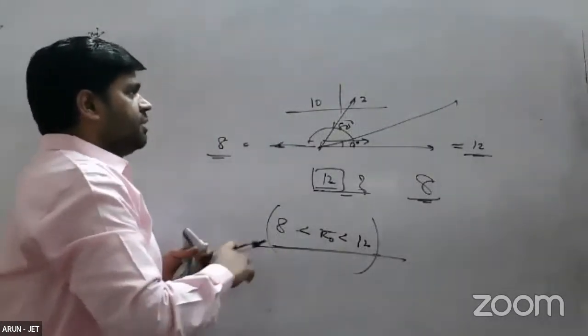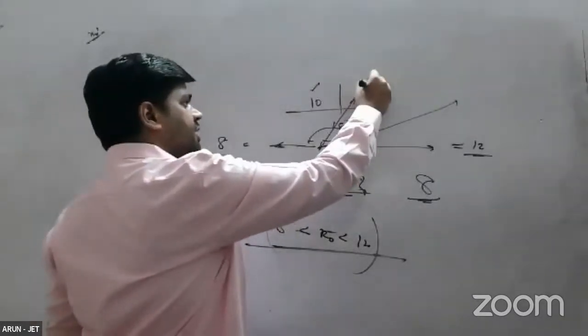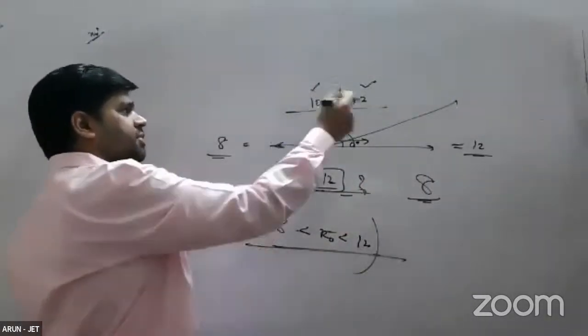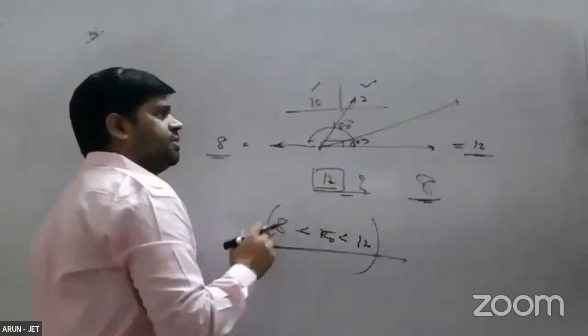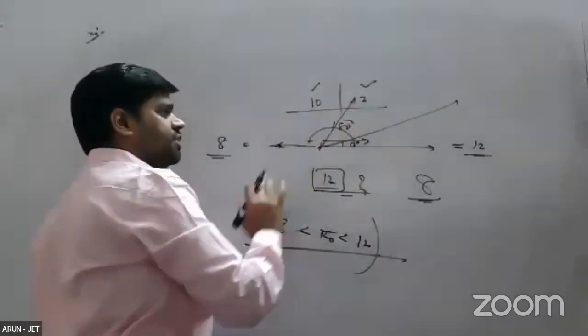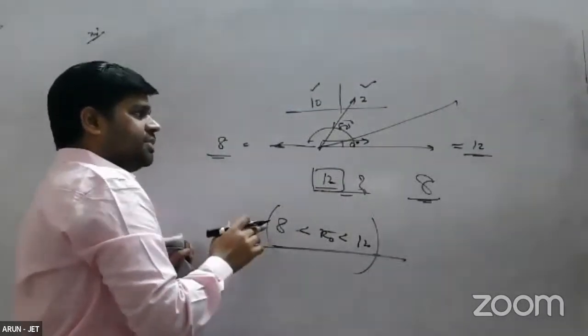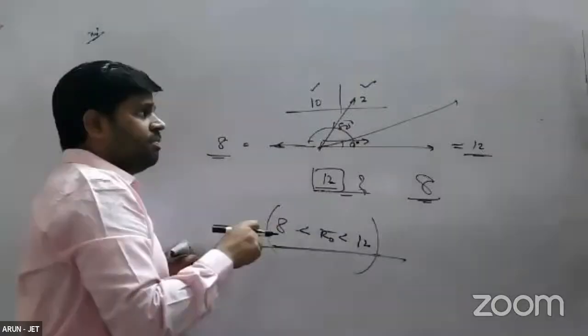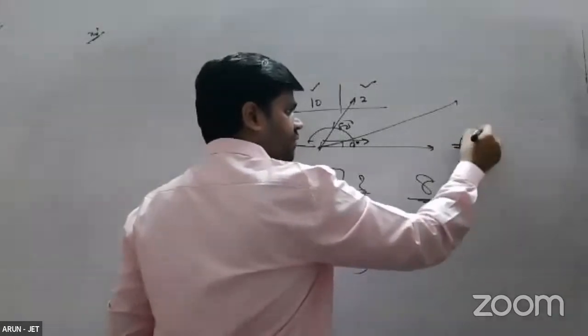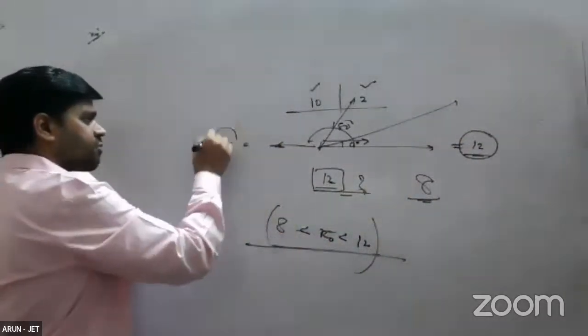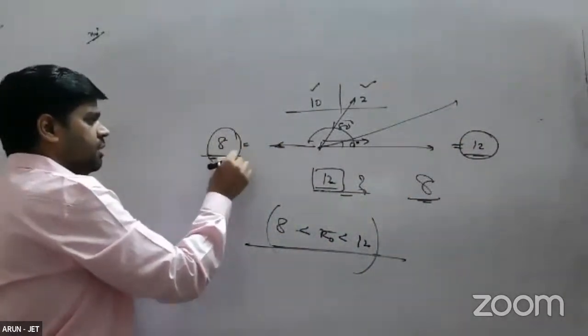This question says there are two vectors of magnitude 10 units and 2 units. It could be 10 centimeters, 2 centimeters, or 10 Newton, 2 Newton, anything. Some 10 units and 2 units. What is the angle between them for the resultant to be 12? What is the angle between them for the resultant to be 8? Is the question.